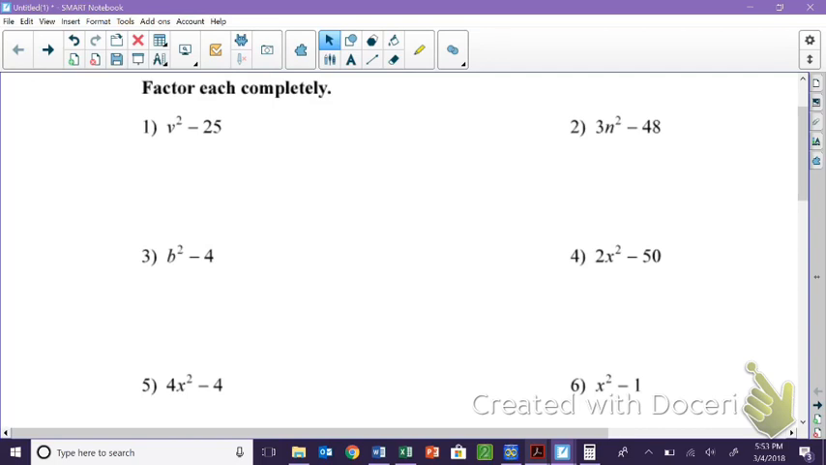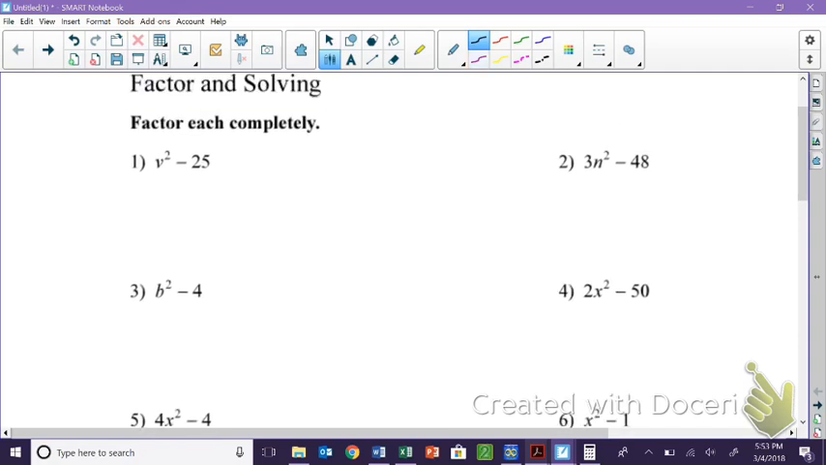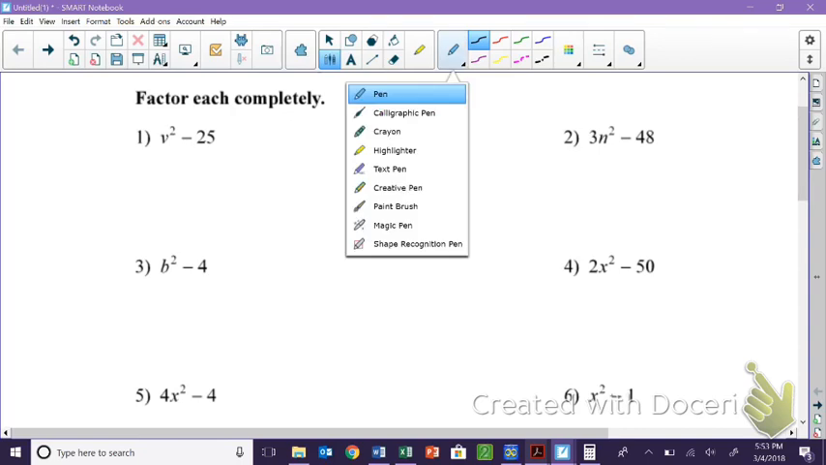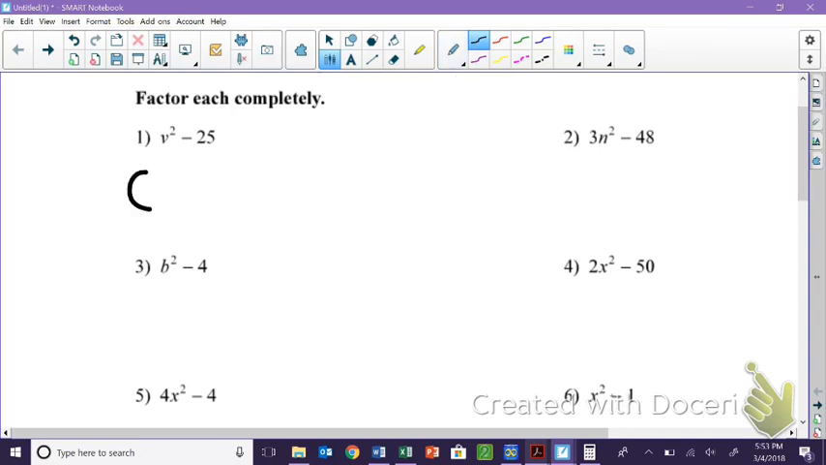The first three are pretty basic. What you're going to look at is the fact that these are all difference of squares. You might have to factor out a greatest common factor, keep it outside your parentheses, but these should be fairly simple to go through. So, number one, v squared is obviously v times v. 25 is 5 times 5. So this will become v minus 5, v plus 5.